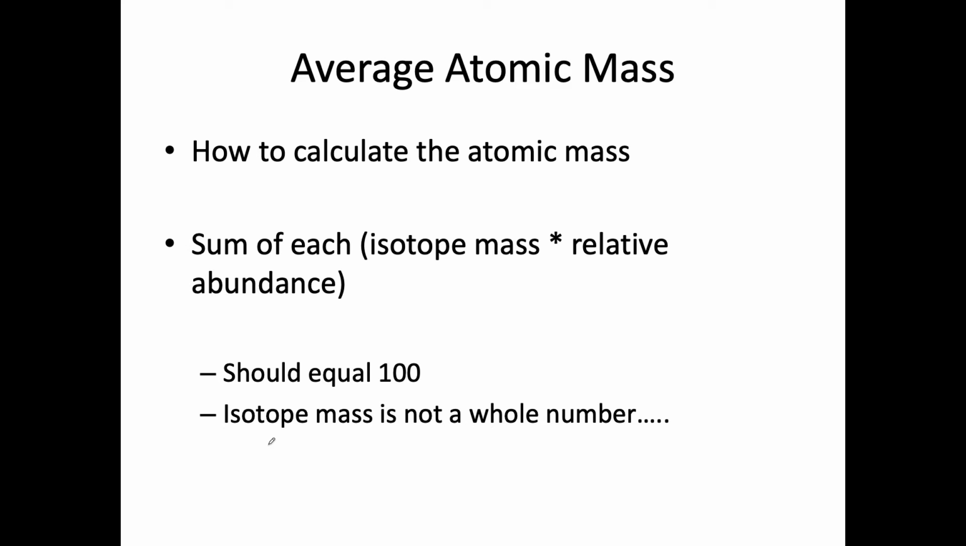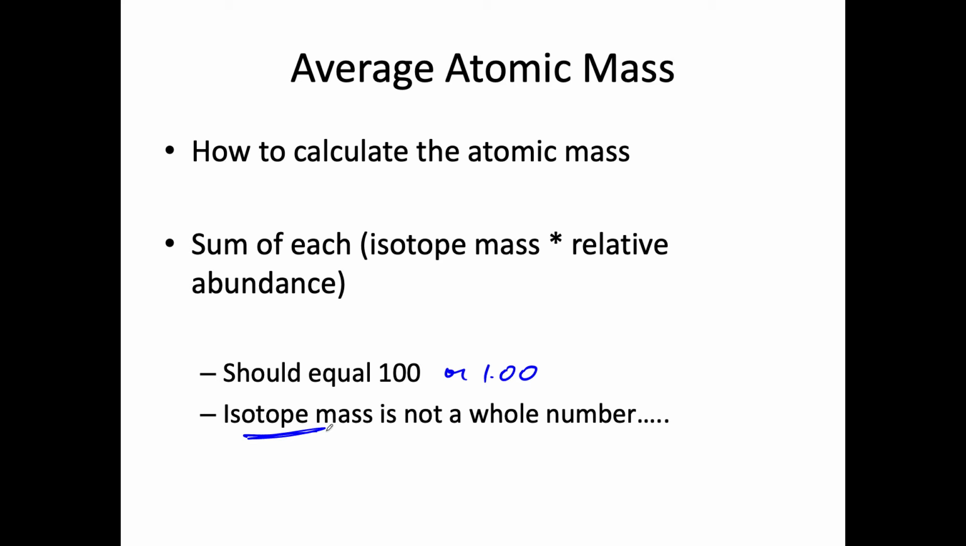But on the periodic table, it is not a whole number. It is the average, what they call the average atomic mass. And we're going to show you how to calculate that atomic mass. Basically, we have the sum of each isotope times its relative abundance, and you add all those up together. The relative abundance should equal 100 percent, or I'm going to say 1.00. But the thing is that the isotope mass is not a whole number.